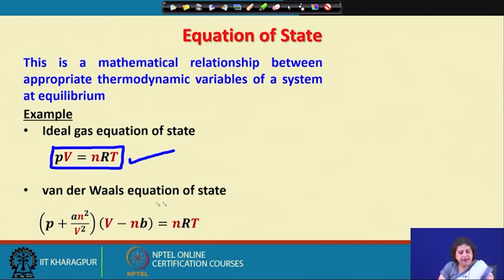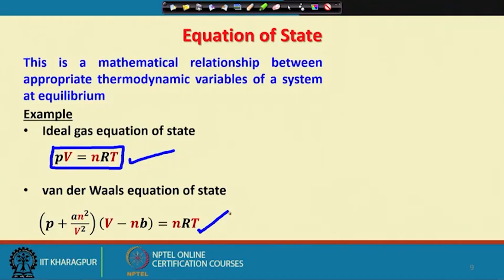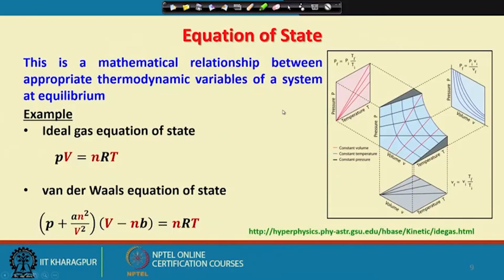Now, if I come to the van der Waals equation of state, this is something that has been obtained from experiments to describe the properties of real gases. And here also you see, because of the existence of this kind of an equation of state, you require only 3 variables to describe the properties of the system. In fact, the existence of an equation of state under various conditions can give you a lot of information regarding what would be the predicted property of the state.